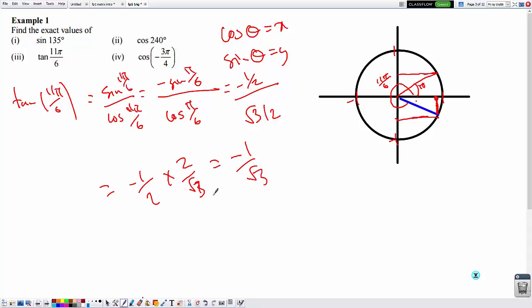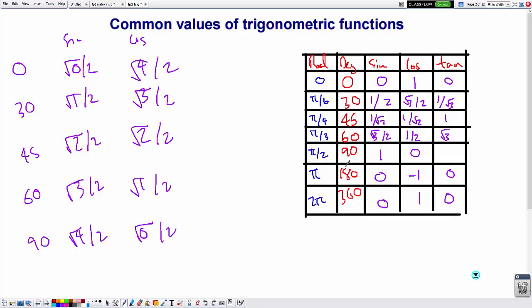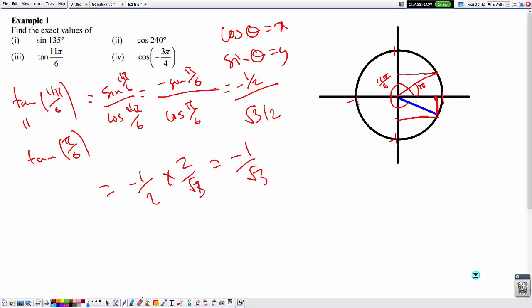Okay, now what's the quicker way? Maybe I could relate this to something like pi over 6. So instead of going from sine and cos, can't we just relate 11 pi over 6 to pi over 6? Yes, we can. If I look at tan pi over 6, it is 1 over root 3, and I have 1 over root 3 here, but I have a negative, so this is equal to the negative of this.